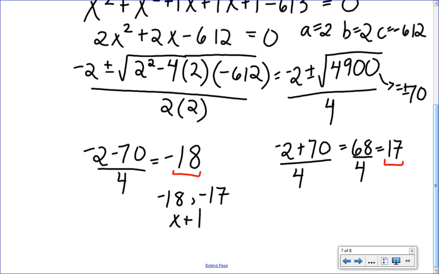If you test this out and multiply negative 18 times negative 17, it does give you what we want, which is 613. With our 17 answer value, the next consecutive integer is going to be positive 18. So these are two possible answers.